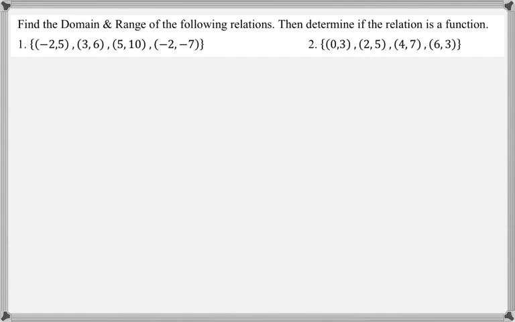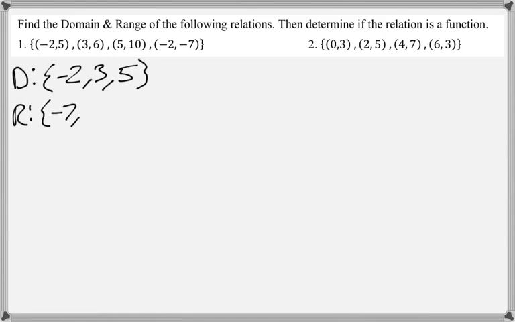Numbers 1 and 2 say, find the domain and range of the following relations, then determine if the relation is in fact a function. Like we said, the domain is the x values of these ordered pairs. The x values always come first, so this is going to be -2, 3, 5. You'll see that we have -2 twice here, but I'm only going to write it once. And then my range is the y values. I like to put it in ascending order, starting with the lowest first. It's a good habit to get into. So -7 is the lowest y value, then 5, then 6, then 10. So that is the domain and the range.